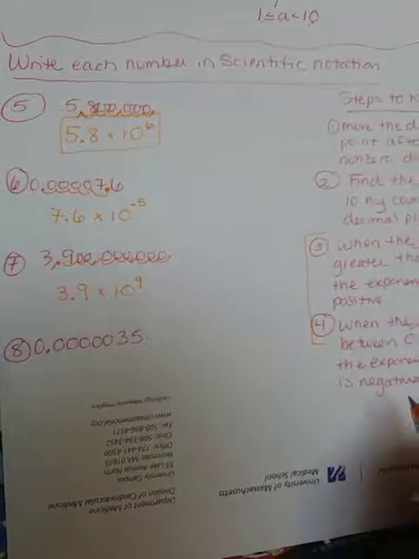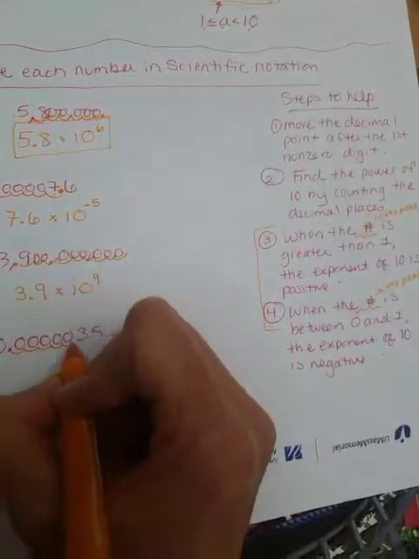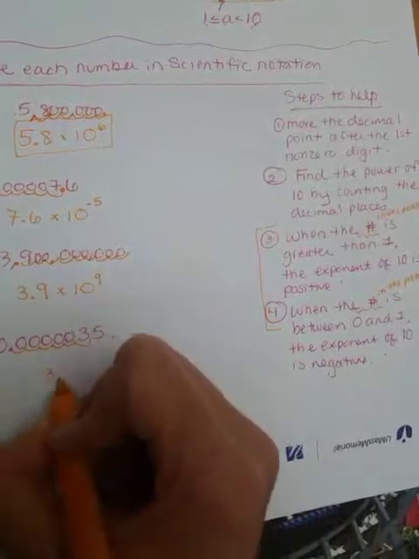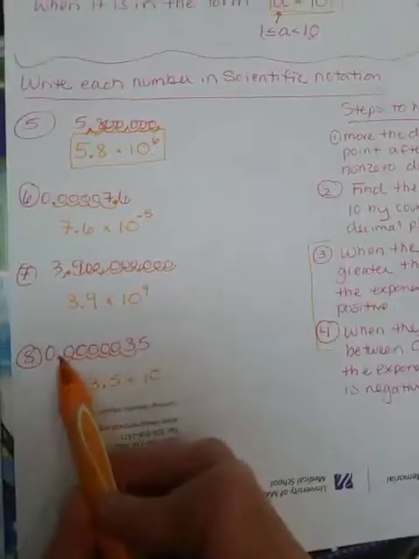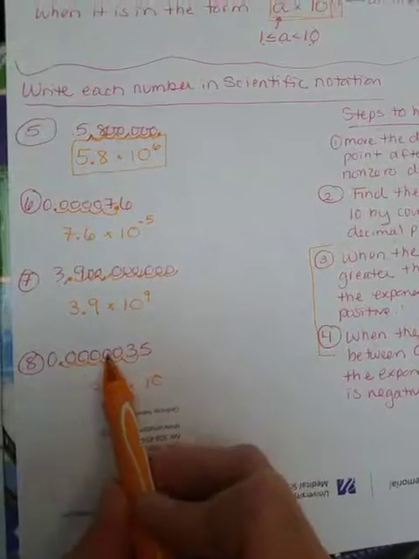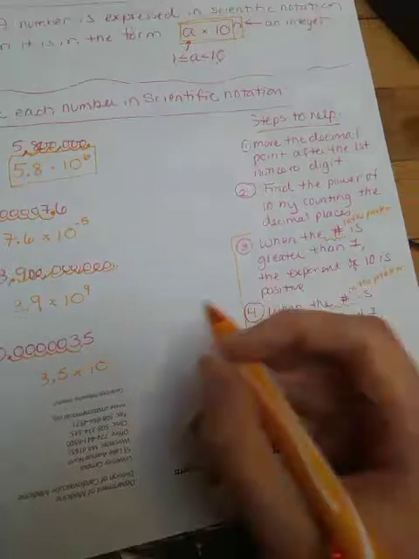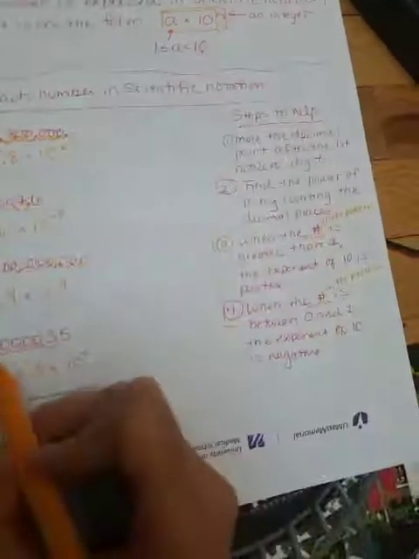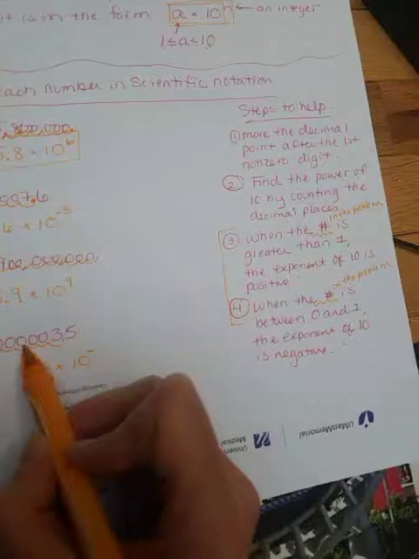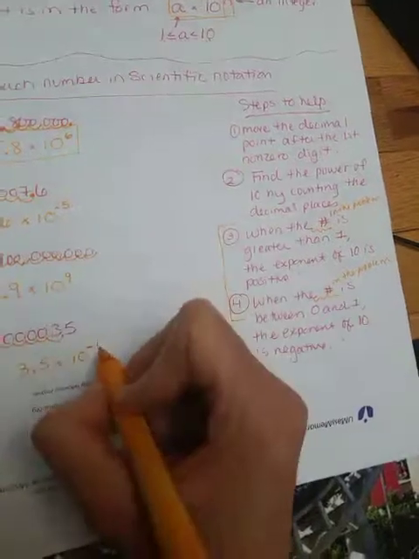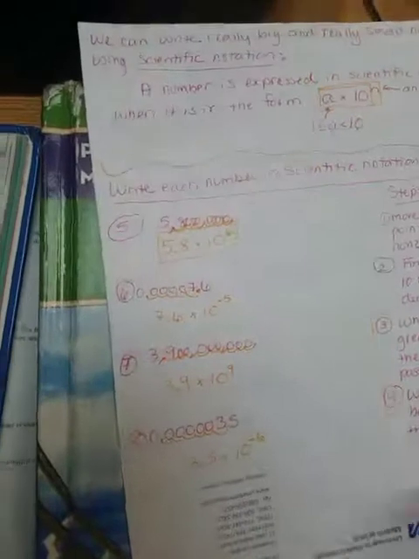Number 8. Going to move the decimal again. 1, 2, 3, 4, 5, 6 to 3.5. The number in the original problem was 0.000035. That's between 0 and 1. So that means my exponent of 10 is negative. Just how many are here? I lost count. 1, 2, 3, 4, 5, 6. So it's negative 6. Okay, we'll have some practice on that tonight.